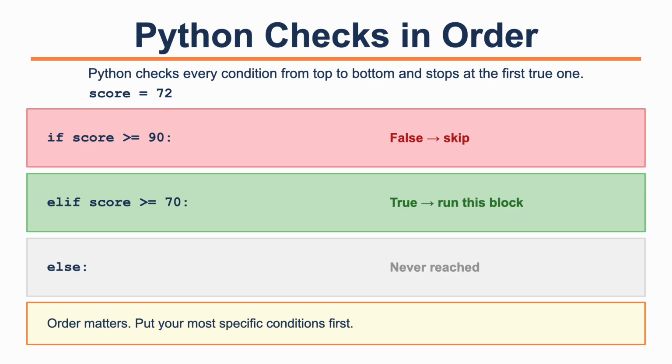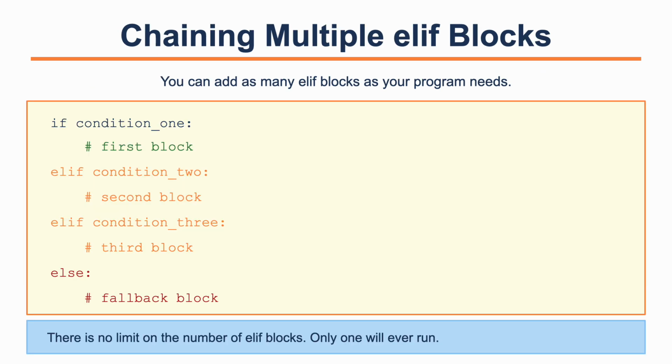Python always checks conditions from top to bottom. It stops the moment it finds one that is true. Even if a later condition would also be true, Python never reaches it. Order matters. You can chain as many else if blocks as you need. Each one adds another condition to check. Python checks them one by one in the order you write them. Only the first true one runs.